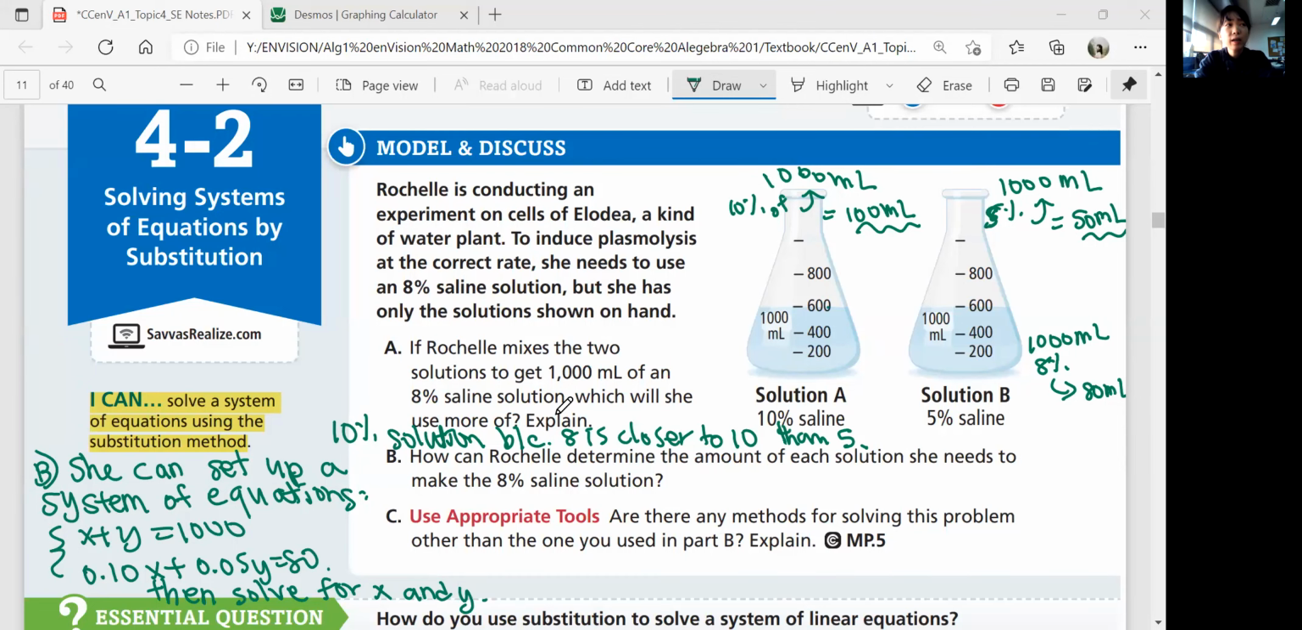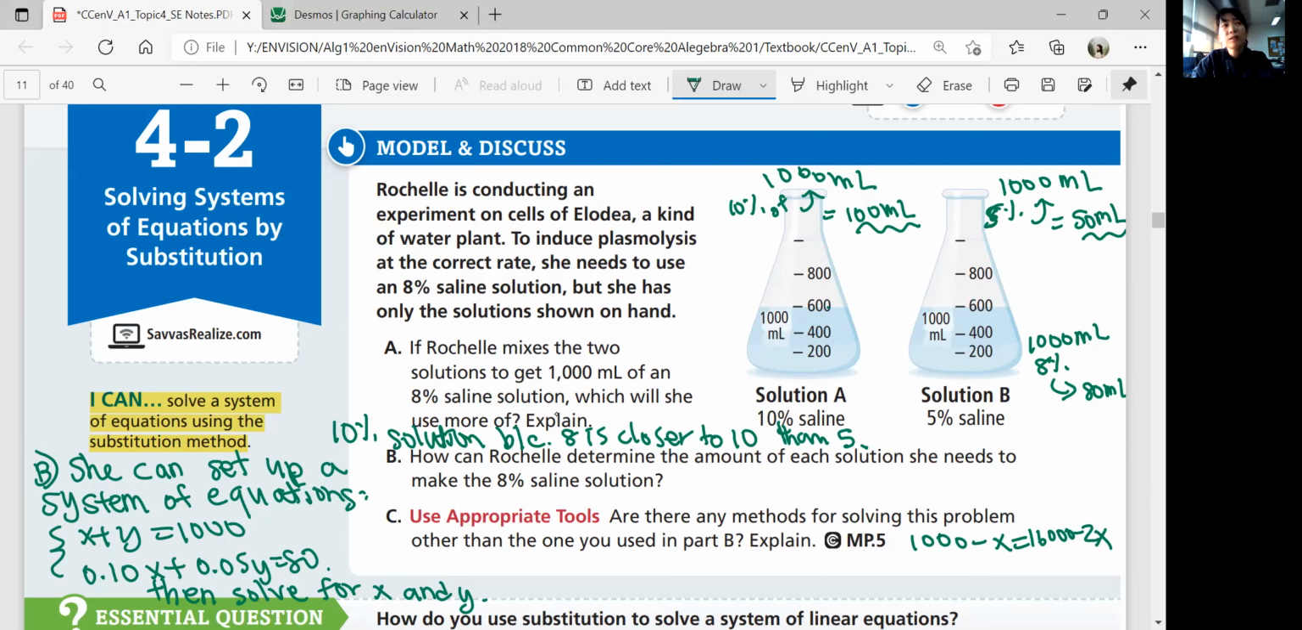Part C: are there any methods for solving this problem other than the one you used in part B? We learned how to graph it, right? Graph the equations, or you can manipulate both equations so they're set equal to y, and then you set the two expressions equal to each other and solve. So instead of having two equations in the beginning, you can already have one equation that has two different sides, and then you can solve it.